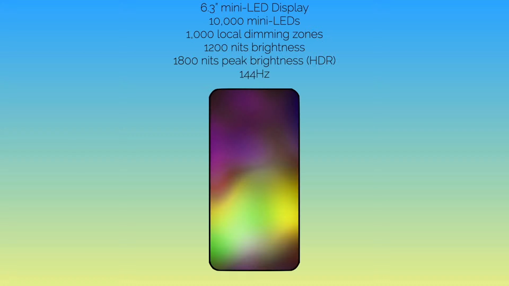So let's talk about this display. It's a 6.3-inch mini LED display, up from 6.2 inches from last year. It has over 10,000 mini LEDs with over 1,000 local dimming zones. And with that, it has 1200 nits brightness and 1800 nits peak brightness with HDR. And it's a 144 Hz refresh rate.